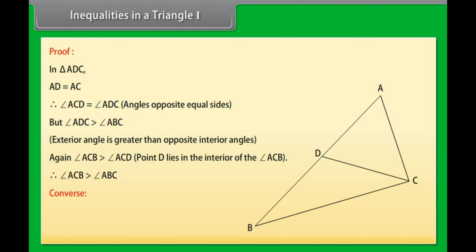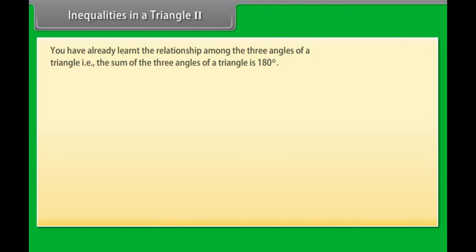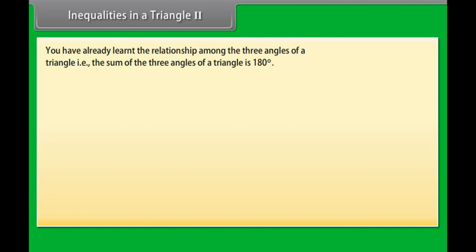The converse of this theorem is also true, which states that in any triangle, the side opposite to the greater angle is longer. Inequalities in a triangle 2. You have already learned the relationship among the three angles of a triangle, that is, the sum of the three angles of a triangle is 180 degrees. We shall now study whether the three sides of a triangle are related in some way.